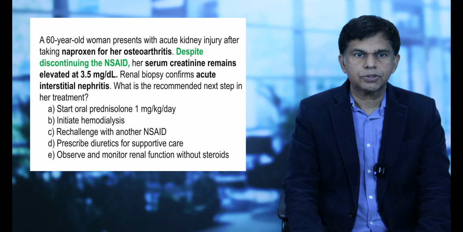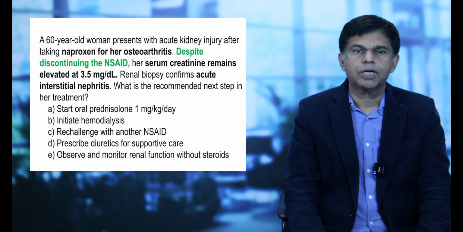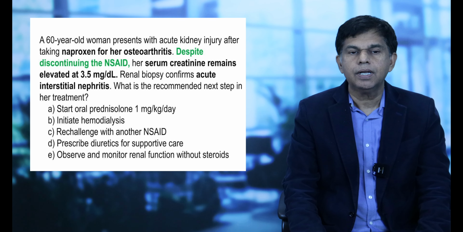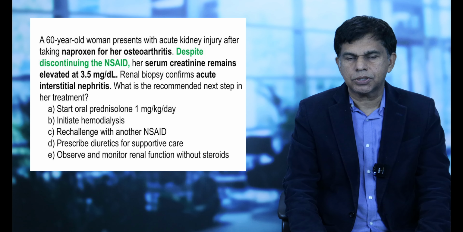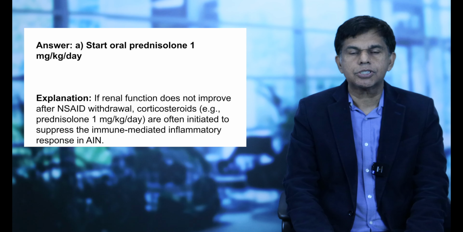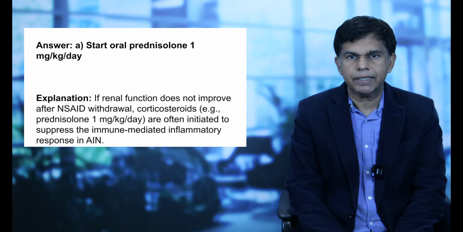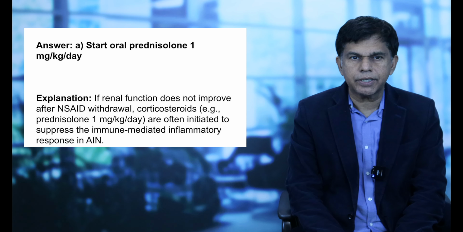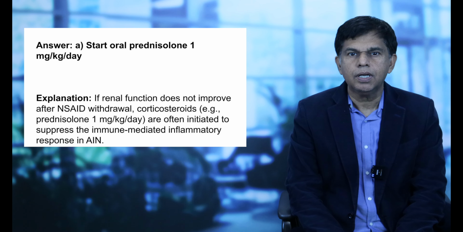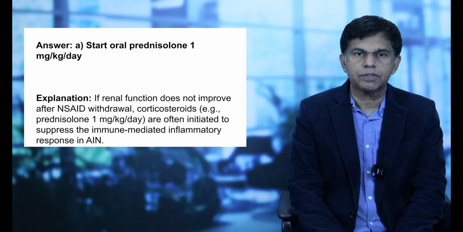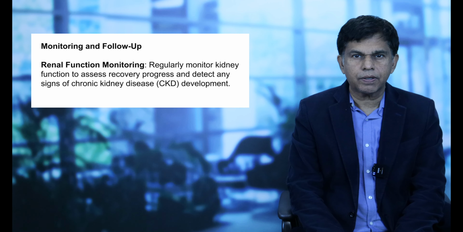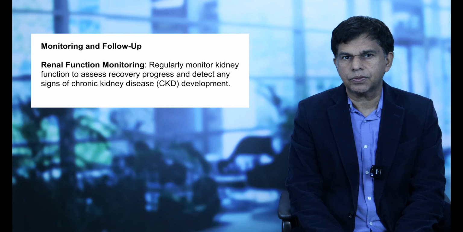You got 5 options here. One, start oral prednisone; initiate hemodialysis; re-challenge with another NSAID; prescribe a diuretic for supportive care; observe and monitor renal function without steroids. So the answer is you should start prednisone 1 milligram per kg per day. If renal function does not improve after NSAID withdrawal, corticosteroids are often initiated because of an immune-mediated inflammatory response. Okay? So renal function monitoring to assess the progression of chronic kidney disease is also very, very important.